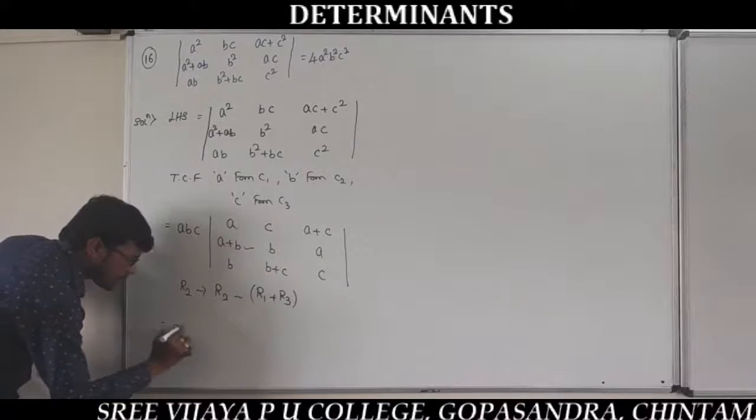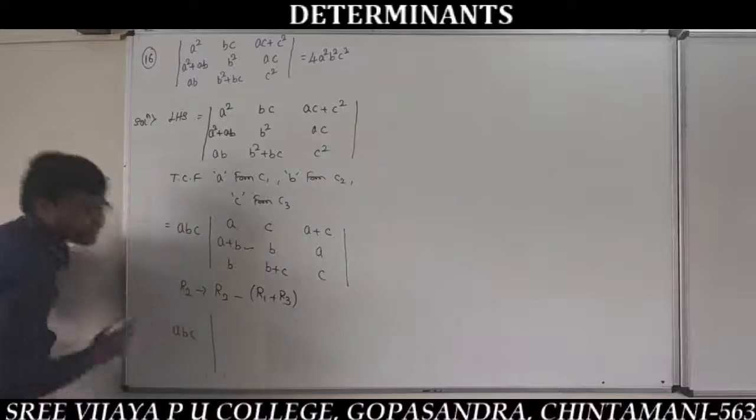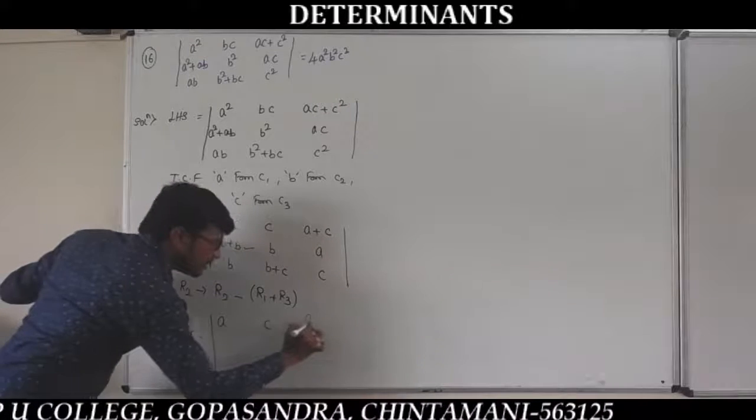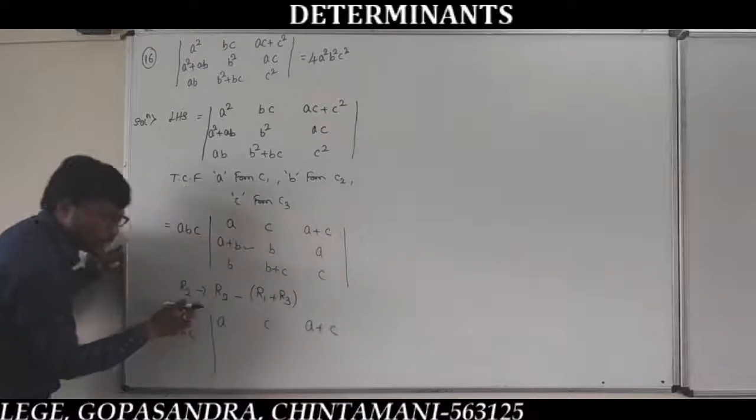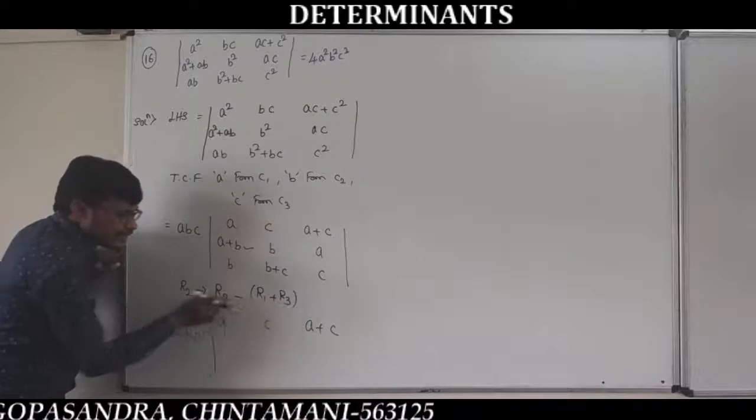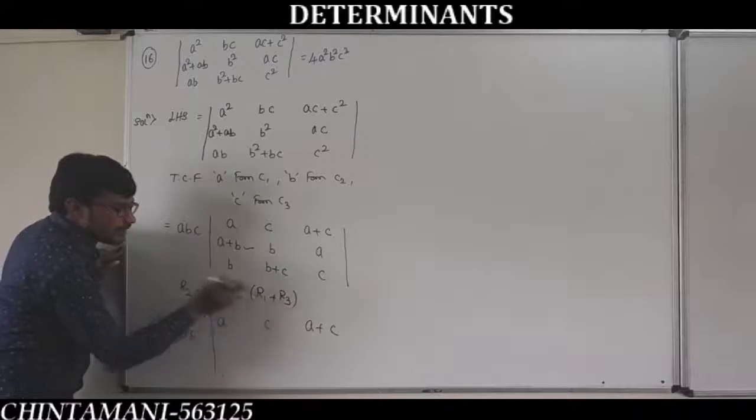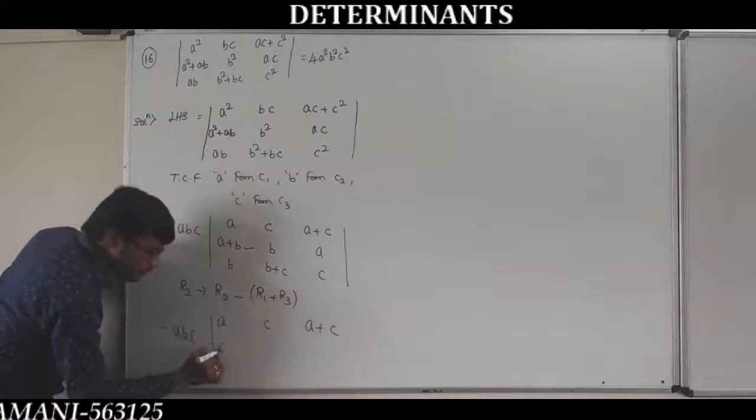Okay. So what is the answer it will get? So A, B, C. What is the first row? It is as it is: A, C, A plus C. What is the second row? R2 minus of R1 plus R3. What is the R2? A plus B, minus R1 is A, plus R3 is B. A plus B minus of A plus B got 0, right?